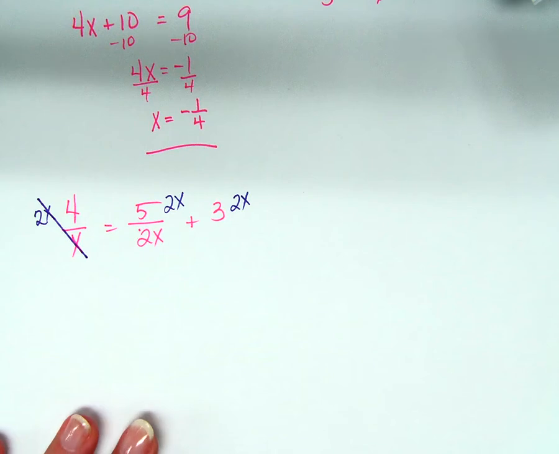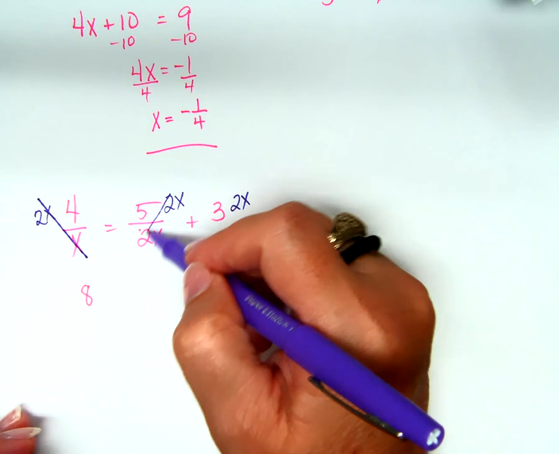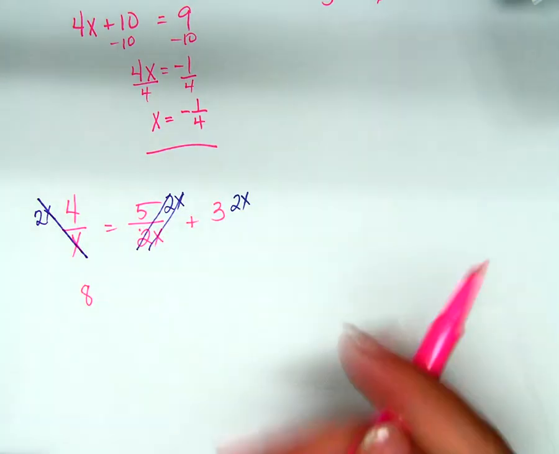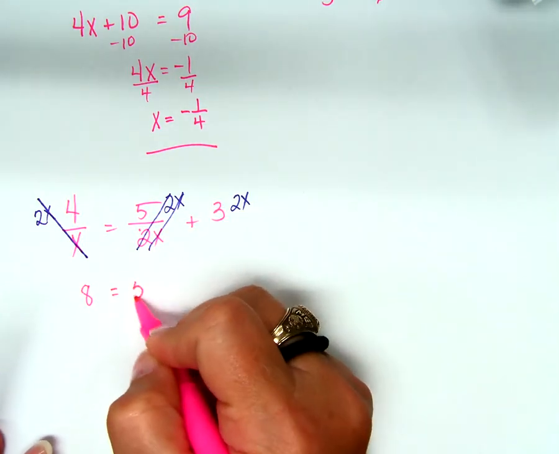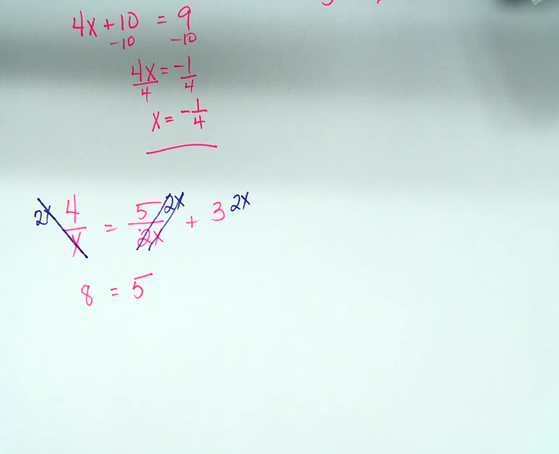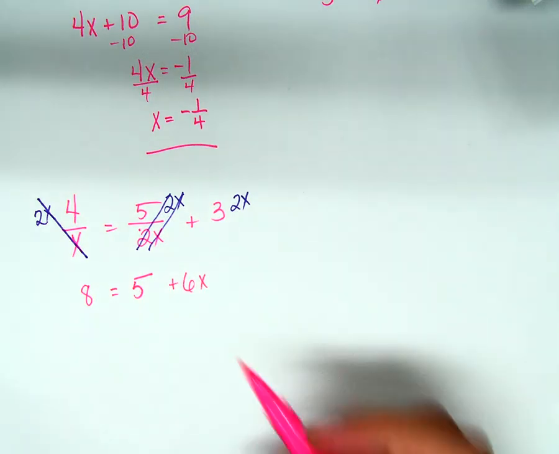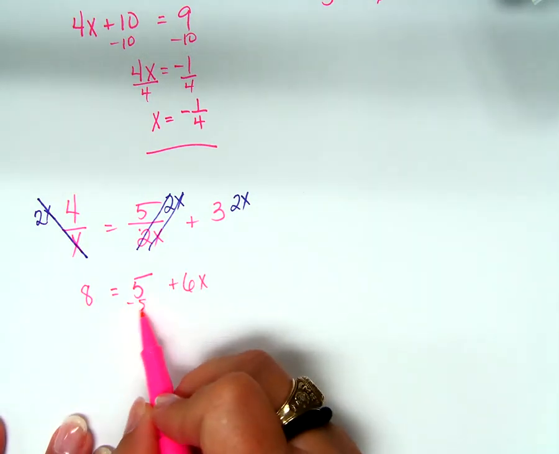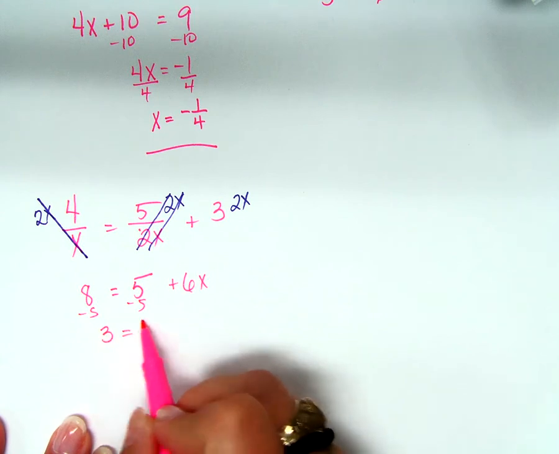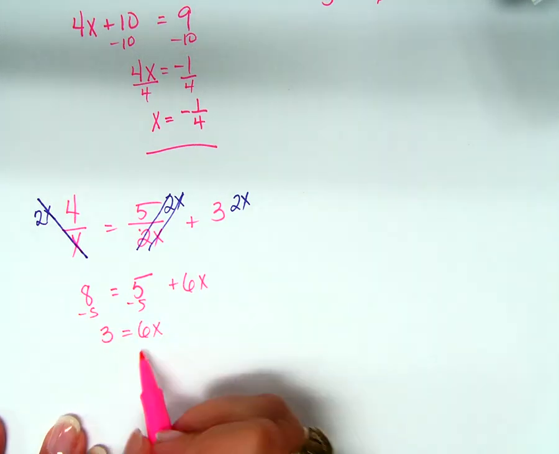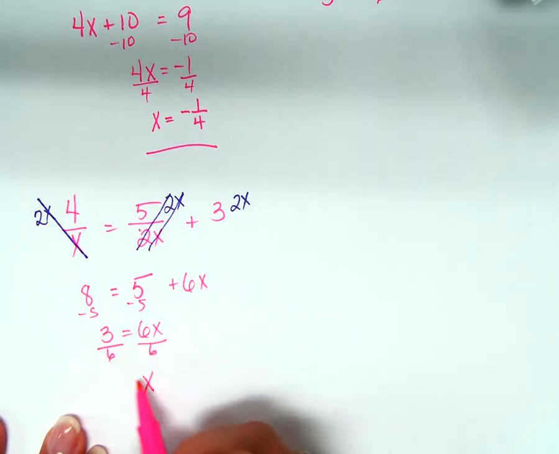So that's gone. What do I have left right here? 8. That's gone. What do I have left right there? 5. We already have 8. And then what happens right here? 6x. How do I solve that? Subtract 5. 3 equals 6x. X equals?